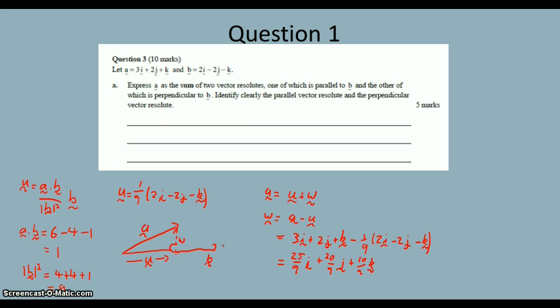So finally, to write A as the sum of these two vectors, we could say A is equal to the projection vector first, which would be the parallel vector, so 1 on 9, 2i minus 2j minus k, plus the perpendicular vector, which is 1 on 9, 25i plus 20j plus 10k. The question asked us to clearly note which of the vectors was parallel and which was perpendicular to B. Our first vector here, the projection of A onto B, is the parallel vector to B, and this vector is the one that's perpendicular to B.